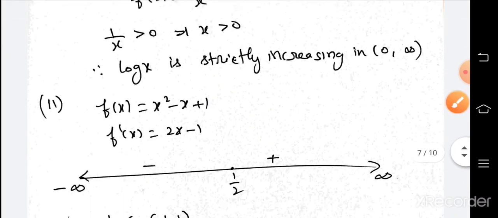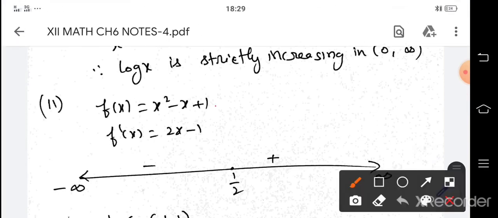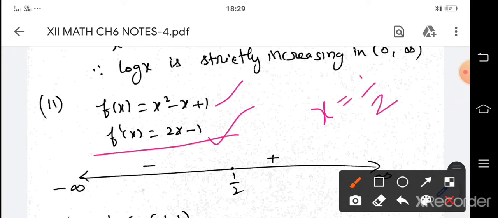Next, the 11th question. Look at the textbook: prove that the function f given by f of x is equal to x square minus x plus 1 is neither strictly increasing nor strictly decreasing in the open interval minus 1 comma 1. Take f of x, its derivative is 2x minus 1. 2x minus 1 will be 0 when x is equal to 1 by 2. So take x is equal to 1 by 2 on the number line, it is plus, it is minus.